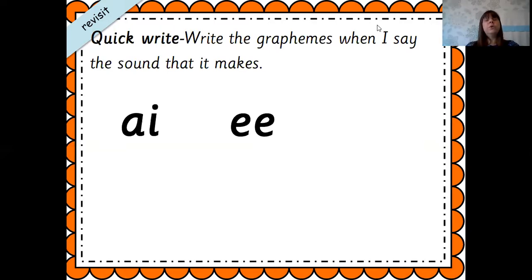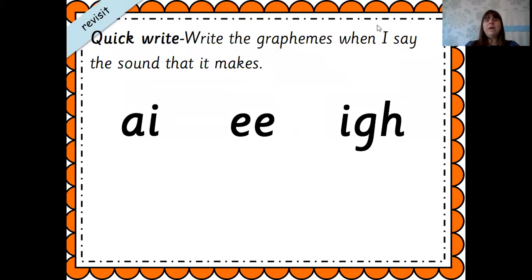Right, the grapheme that makes the sound "eye". I'm going to give you a clue. This is a trigraph, so it should have three letters. The grapheme that makes the sound "eye". Grapheme just means letters. I'm going to give you a couple of seconds. 1, 2, 3. Ready, steady, show. Did you get it right? Did you choose those three letters and get them in the right order?